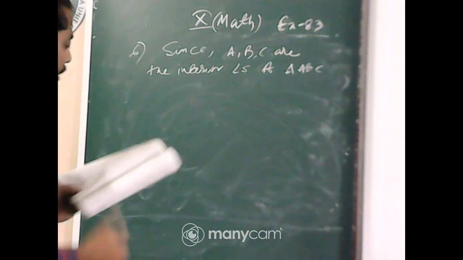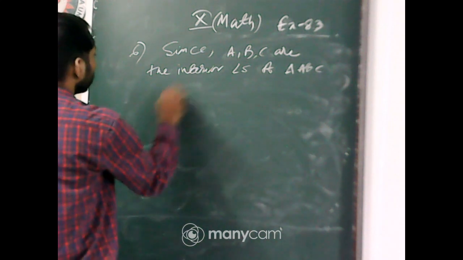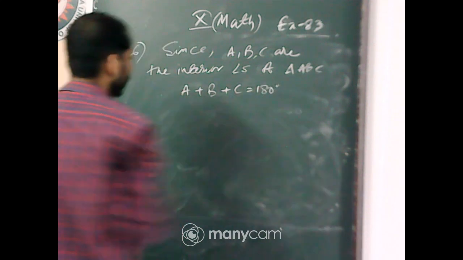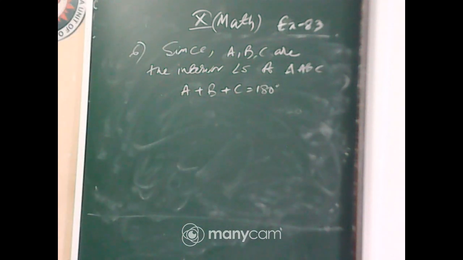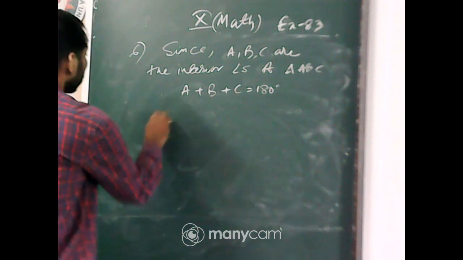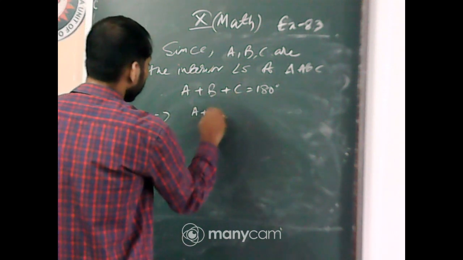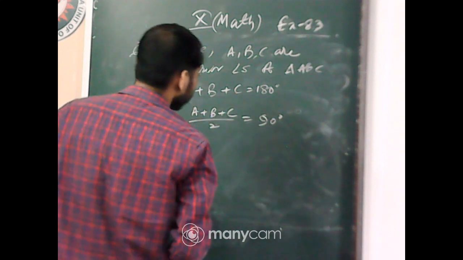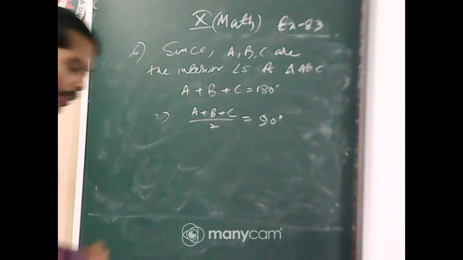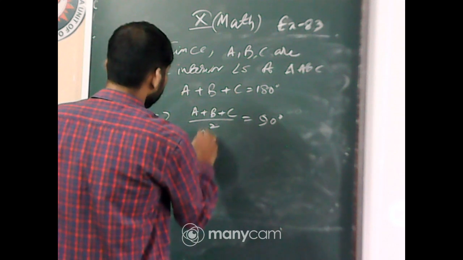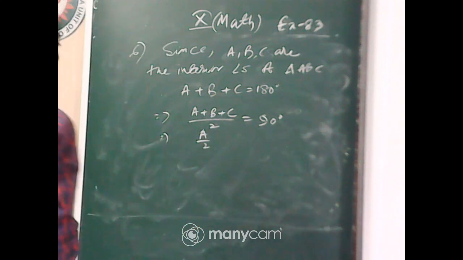Very good problem this is. Very good third question. Therefore, A plus B plus C equals 180 degree. We know that the sum of the three interior angles of a triangle equals 180 degree. Now divide both sides by 2. It will give you (A plus B plus C) by 2 equals 180 by 2, that means 90 degree. Okay, now we may distribute in three parts.